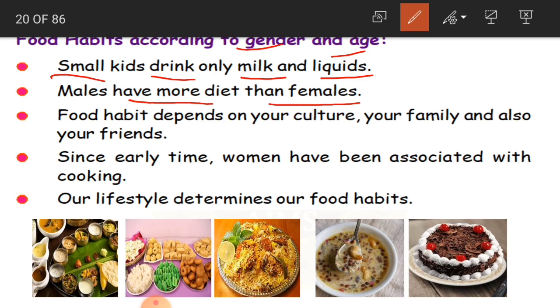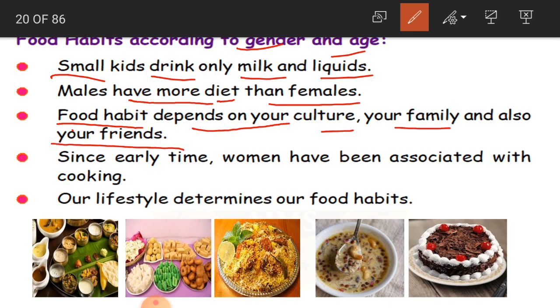So that is why they eat more. Okay, diet is nothing but the food that we eat. So they eat more than the women in the house. Okay, and now food habits depend on your culture, your family, and also your friends.